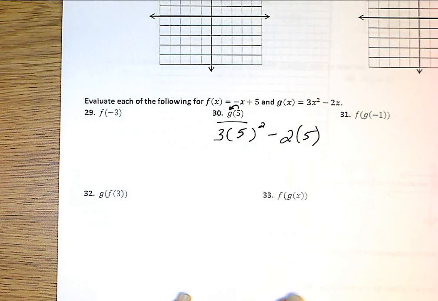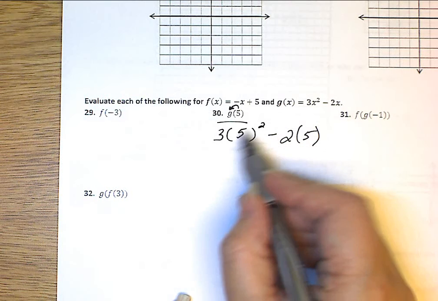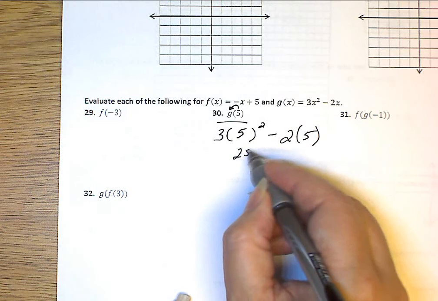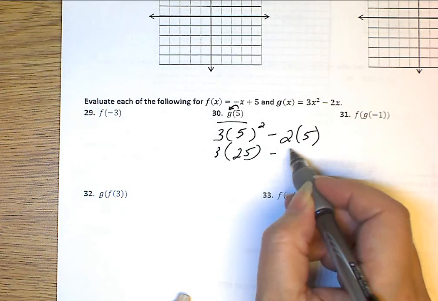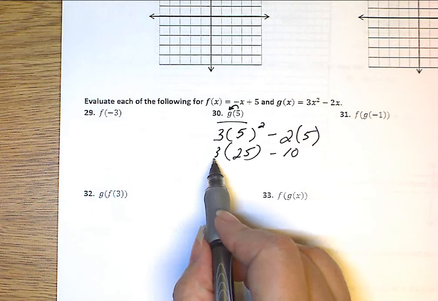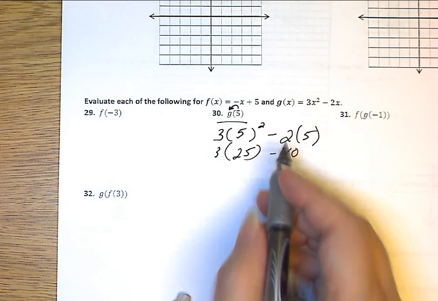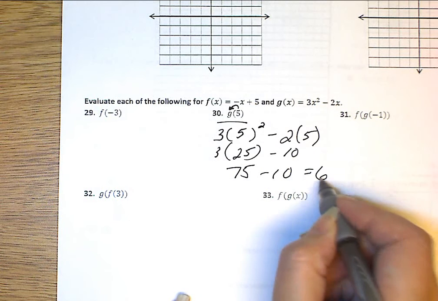And then what do I got to do? So I'm going to square this. 5 squared is 25 times 3. And then on this side I have 2 times 5, which is 10. Three times 25 is 75. Minus 10 gives me a 65.